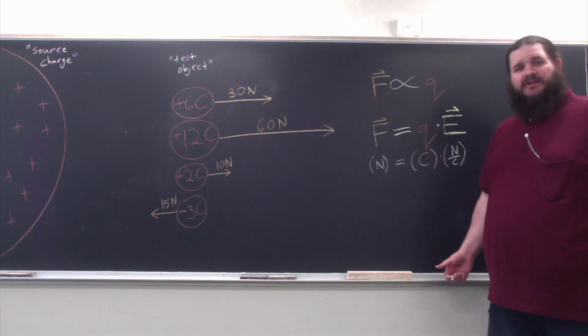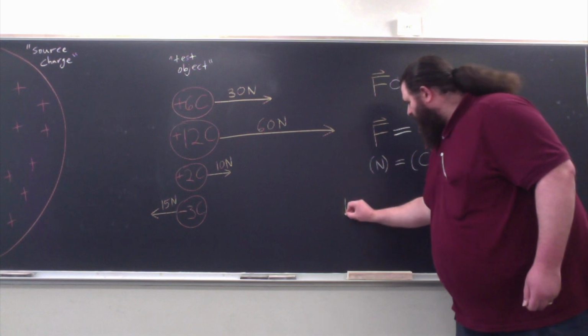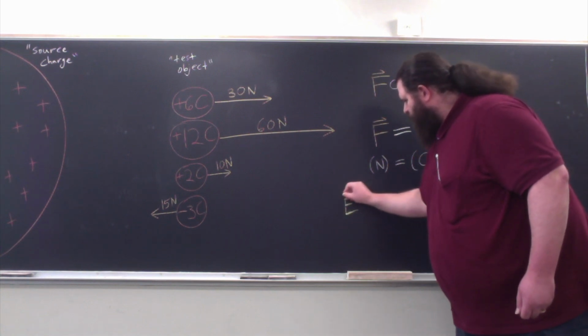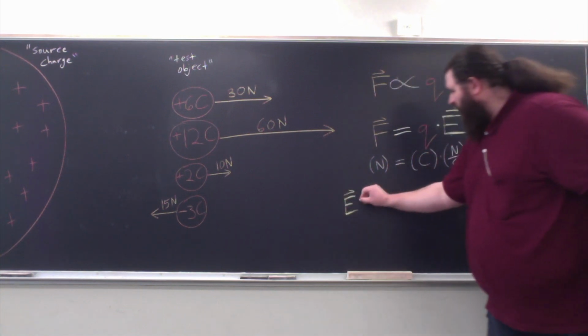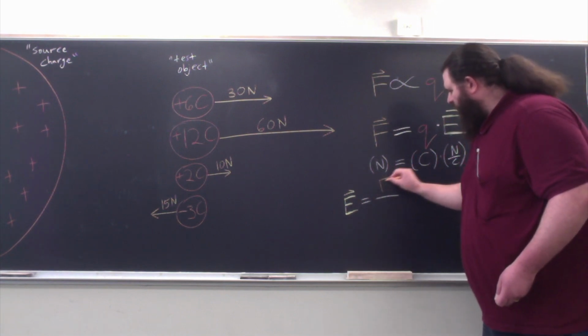We can get more information about E and what it means by solving for it. If we isolate E algebraically, by just dividing both sides by charge, we get E equals F over Q.